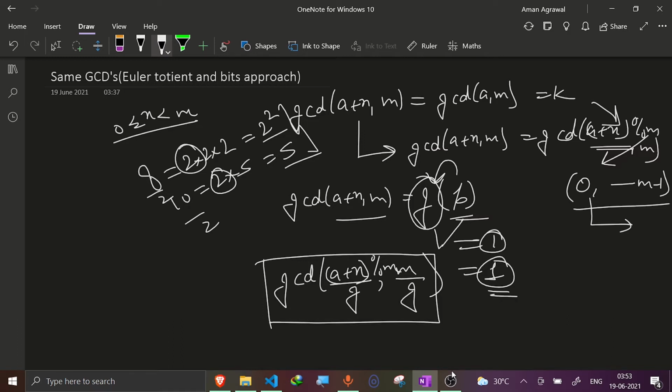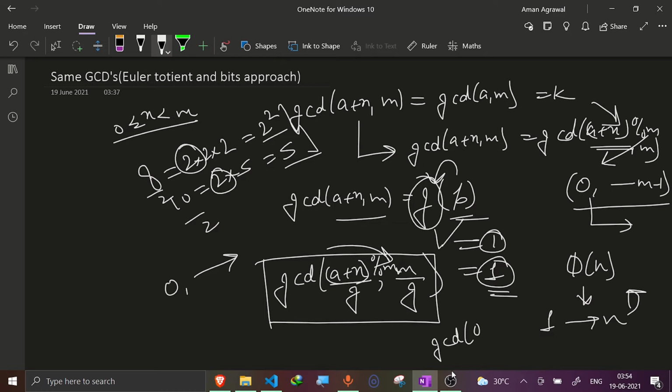That is, GCD of ((a plus x) modulo m by g, m by g) has to be equal to 1. By the definition of the Euler Totient function, you know that for any integer n, phi of n represents all integers between 1 and n that are co-prime with n. Here I need to find all from 0 till that number. But as the GCD of 0 and some n is equal to n, and GCD of n and n is also equal to n, this logic would also work from 0 till n minus 1. The same logic would also work for that.